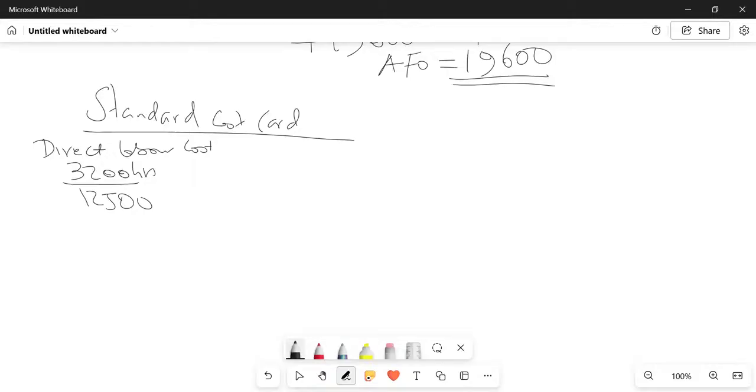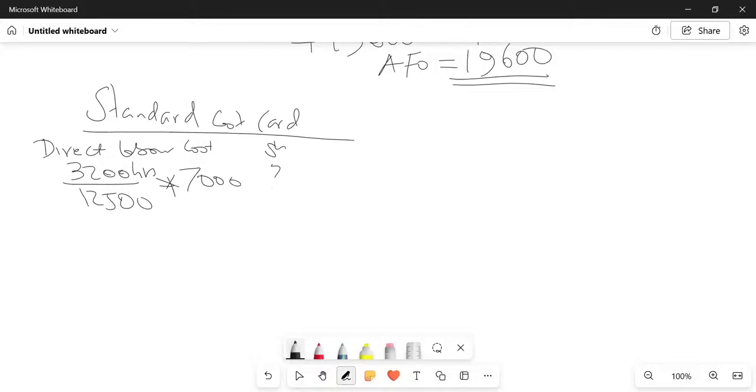So 12,500 in this case here. This will be the number of hours per unit times the standard rate per hour. That does not change. I don't want that figure, all shillings, I don't want it.